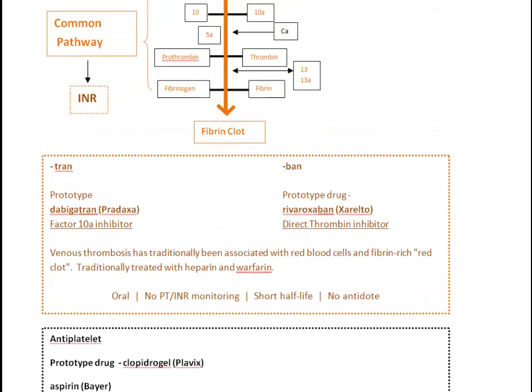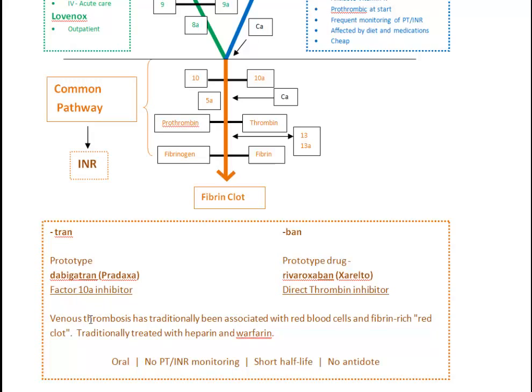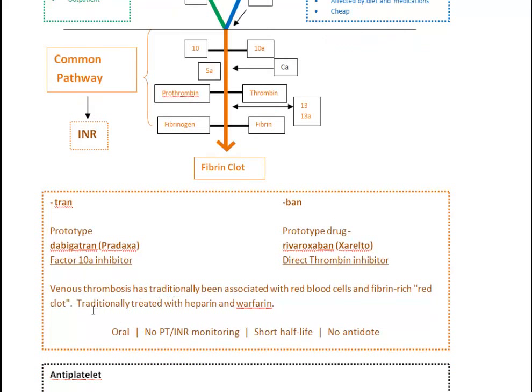Okay, on the other hand, we have venous thrombosis, which has traditionally been associated with red blood cells and fibrin-rich red clot. So fibrin is down here, and it's red and clotted. We know as clots age that they can change and become a little more red, but these are just kind of your catch-all. There's exceptions to every rule, and we're talking generalities here, just to give you a baseline. So venous thrombosis is traditionally treated with heparin and warfarin.